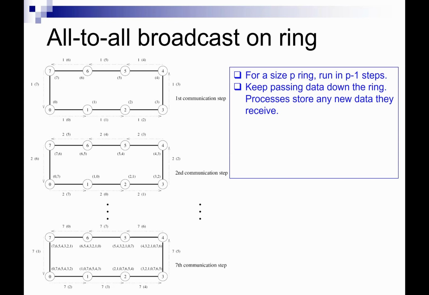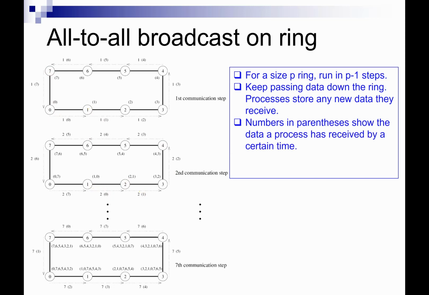Then on the second step, what value are we passing? On the first step, 0's value went to 1. So on the second step, 0's value is going from 1 to 2, and 1's value is going from 2 to 3, and so on. We just keep doing this for p-1 steps, and eventually all of the processes are going to end up with all the values.